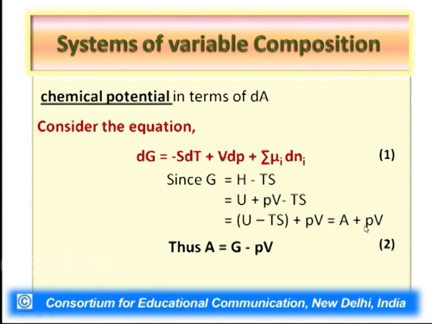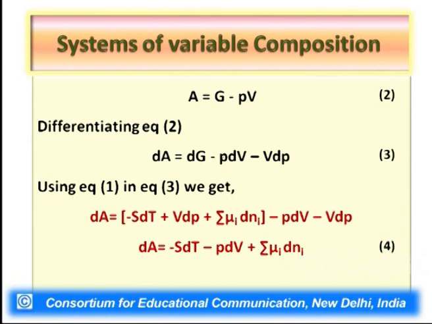So now we can further rearrange, and take this PV to the left hand side. What we get is A, Helmholtz free energy, equal to G, Gibbs free energy, minus PV, the product of pressure and volume of the system. This is equation 2. This equation 2 is the equation of Helmholtz free energy, defined in terms of the Gibbs free energy function and the product of pressure and volume, being two state functions.